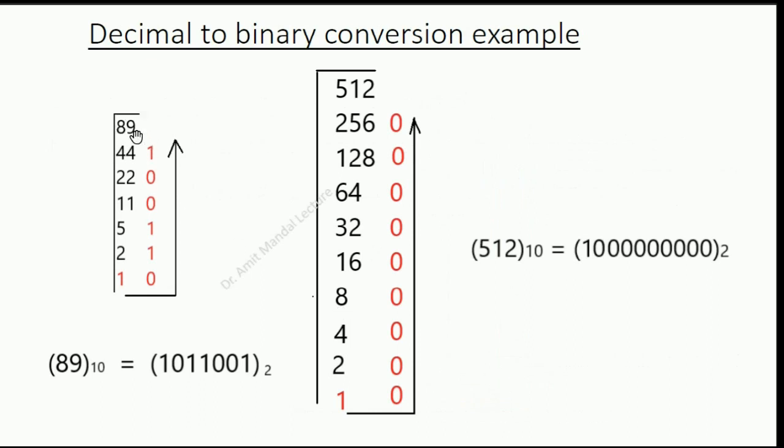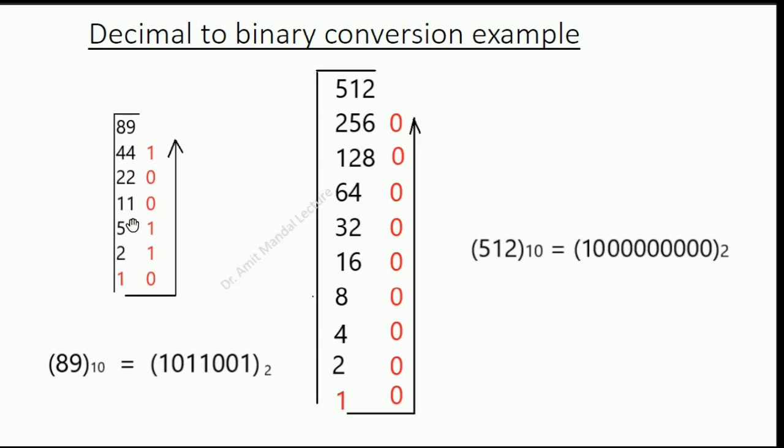Suppose you want to convert this decimal number 89 into binary form. So divide it by 2. You will get quotient as 44 and remainder as 1. Write it at the right hand side and the quotient here. Now 44 divided by 2, you will get 22, and the remainder will be 0. Write it at the right hand side of 22. Now 22 divided by 2, you will get 11, and the remainder will be 0.